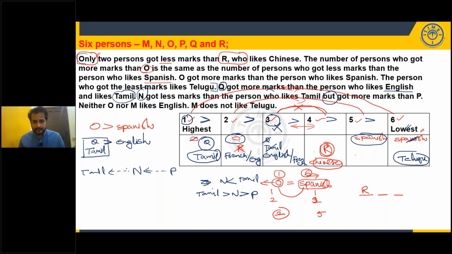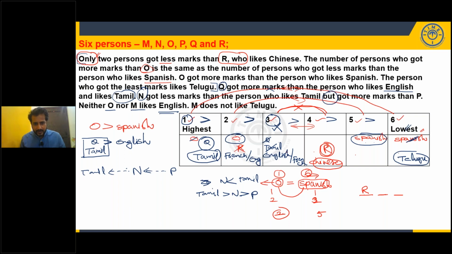So Tamil is here. So N, P, there are so many possibilities. So keep it aside and move ahead. I hope it is clear. Neither O nor M likes English. So neither O nor M likes English. It means O does not like English, M does not like English.